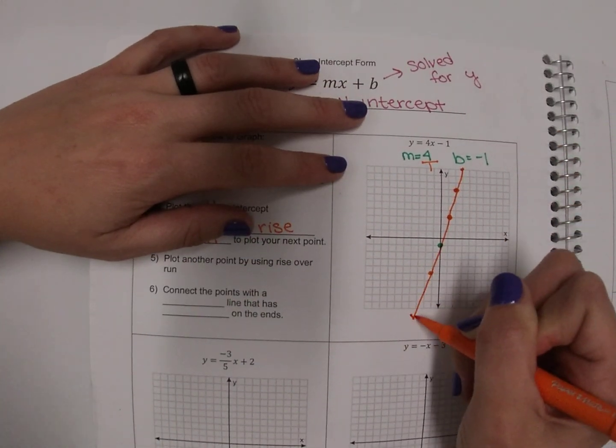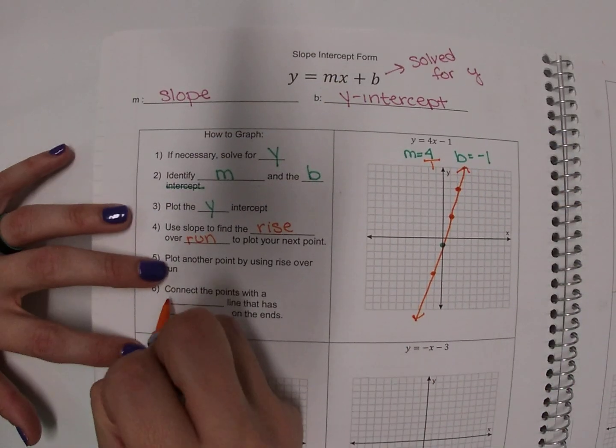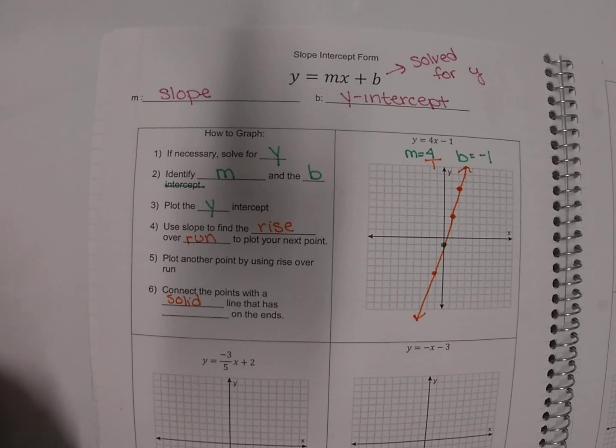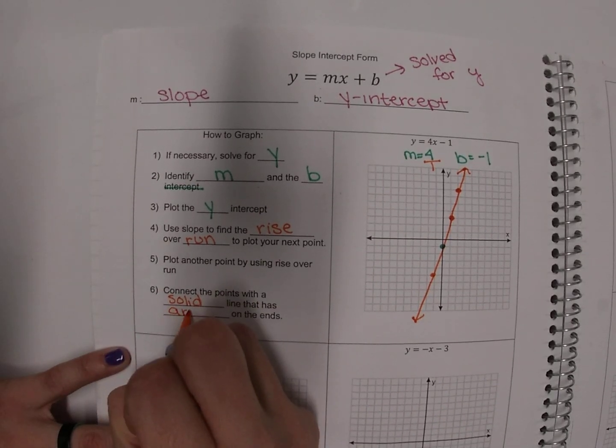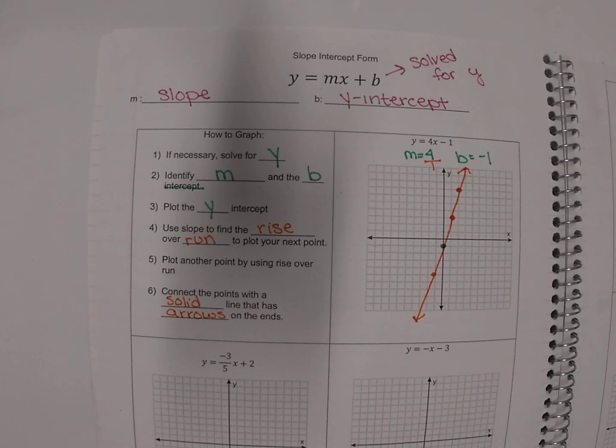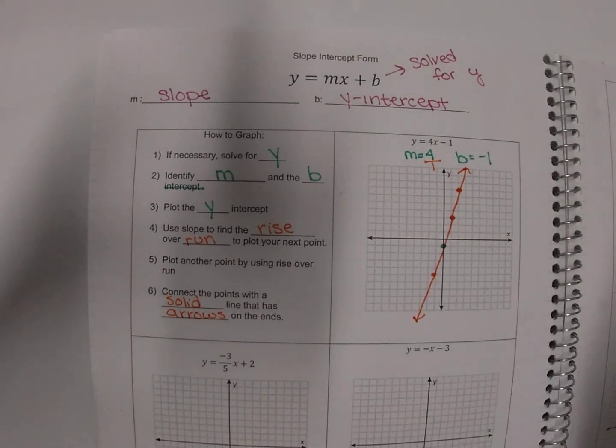And then just like we did before, we're connecting this with one big long solid line, which doesn't mean a lot yet. It will be more later in the unit. That has arrows on both ends because we know this continues to go on forever. There's an infinite number of solutions.